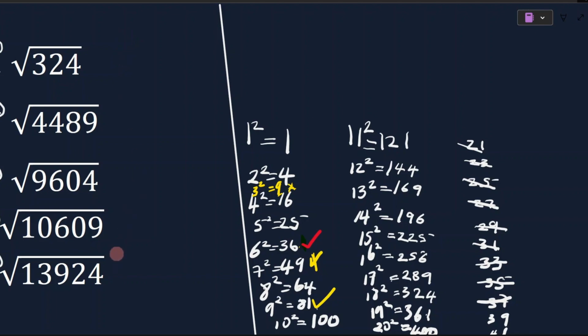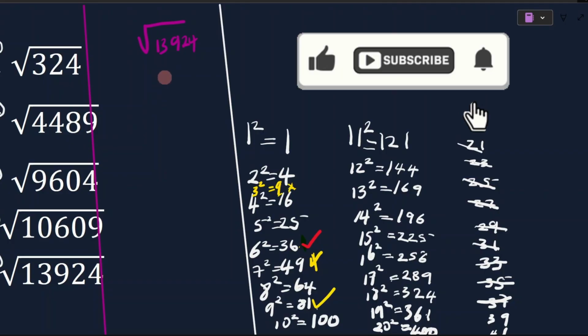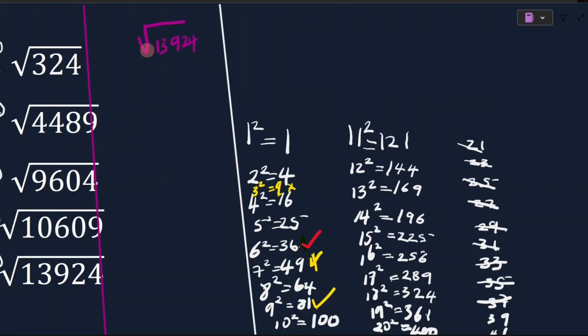Now, let's talk about the largest number here, which is the square root of 13,924. If you notice, this is a 5-digit number, unlike the ones we've been solving before, which are 4-digit numbers. So there will be a slight difference in our approach. When you have a 5-digit number, your answer should be coming from this part of the squared numbers, that's 11 squared, 20 squared. This is what I mean.